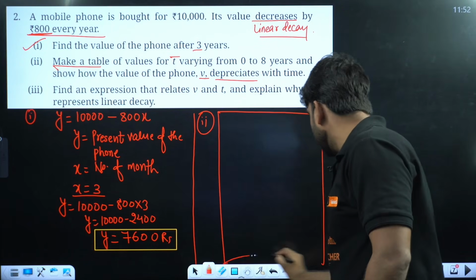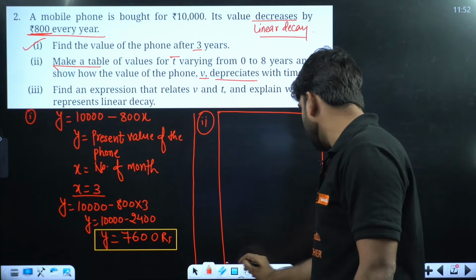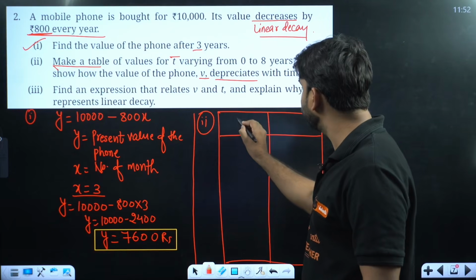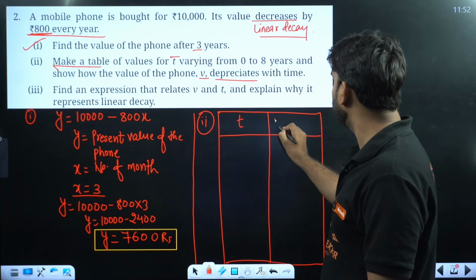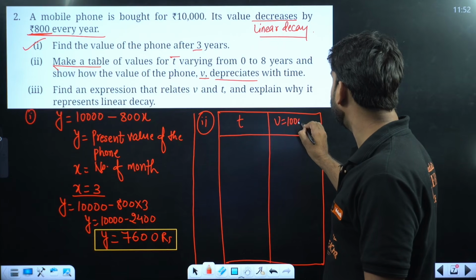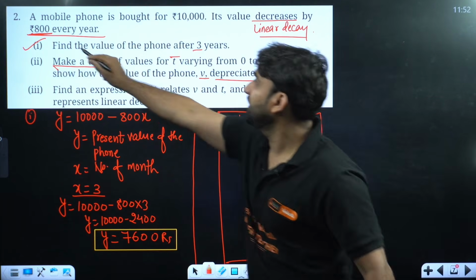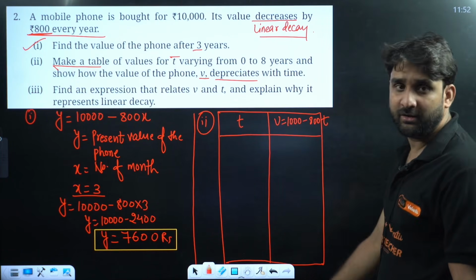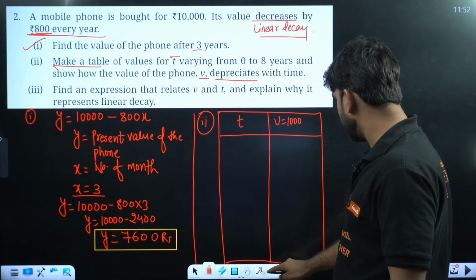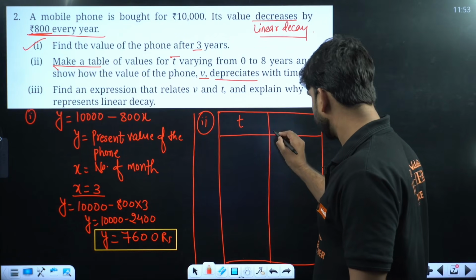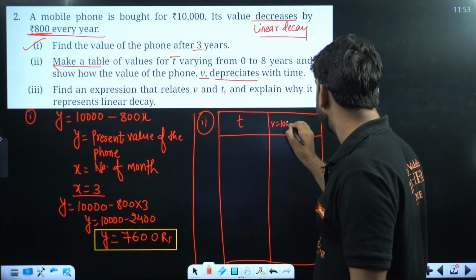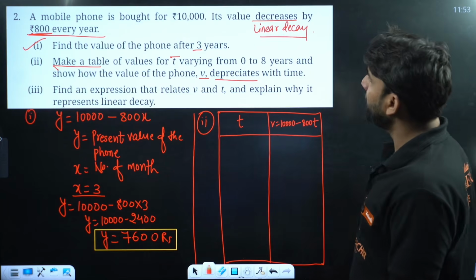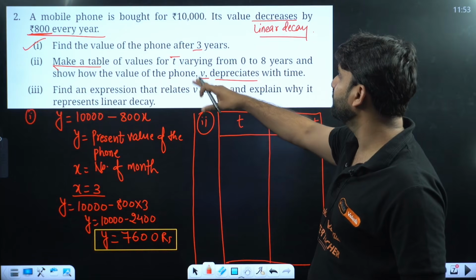This is the table. Here this is time t and this is value v, and v will be equal to 10,000 minus what? It is decreasing by 800 every year, so we write 800 t. Let's write it in a single box. So value v will be equal to 10,000 minus 800 t.